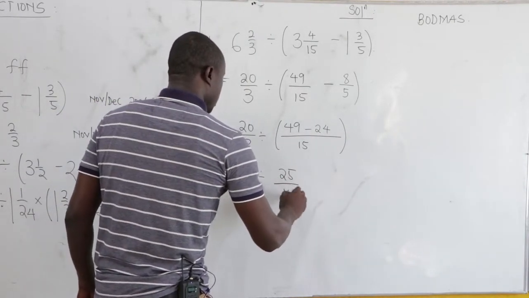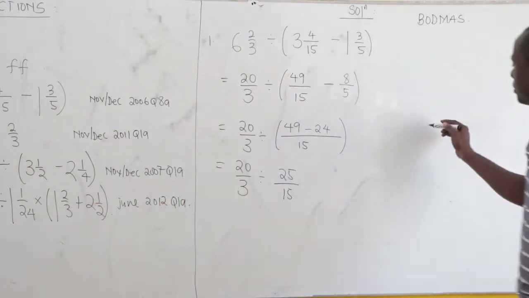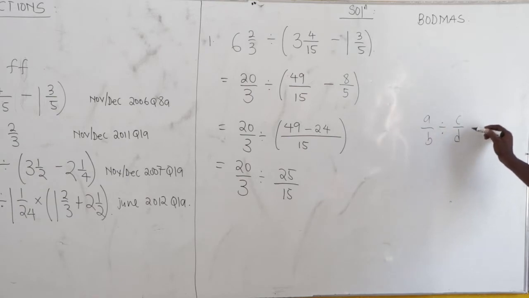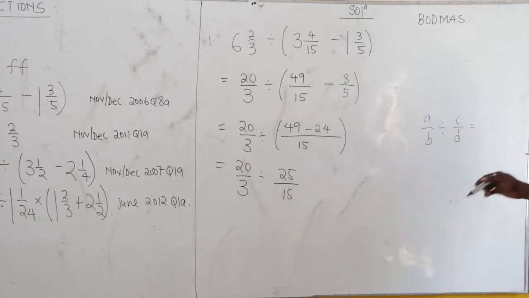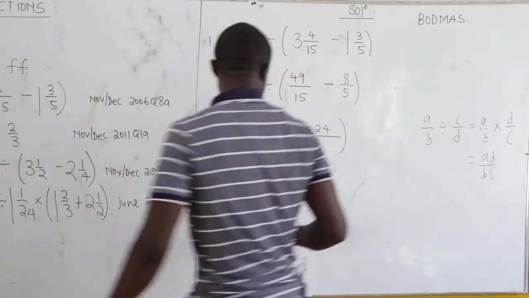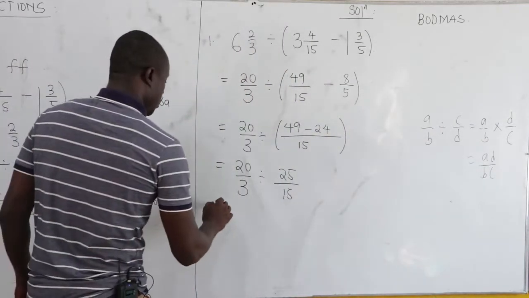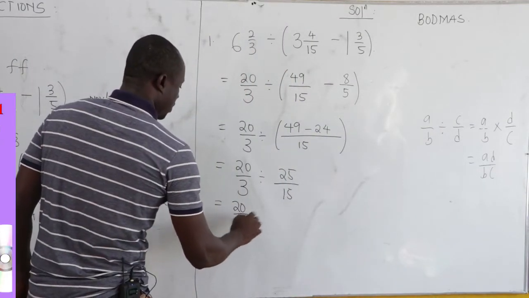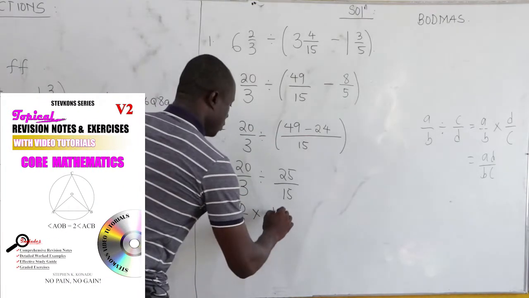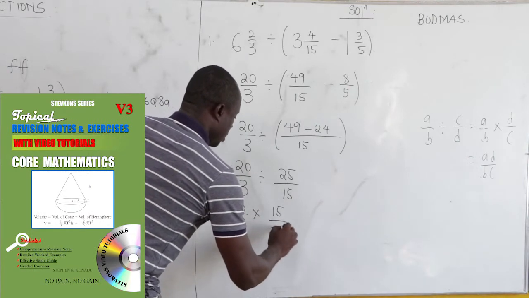25 all over 15. Now if you have two rational numbers, that is, you have A over B divided by C over D, division will change to multiplication, so you get A over B, and then you reciprocate the second term, so that will be D over C, and this is just AD all over BC. So the division will change to multiplication, and we get 20 over 3, and then we reciprocate this, and this will give us 15 all over 25.